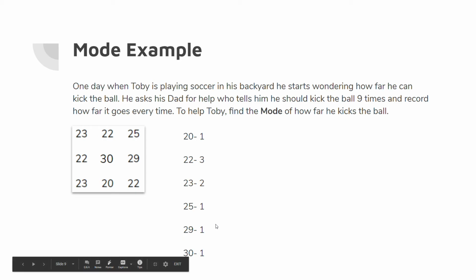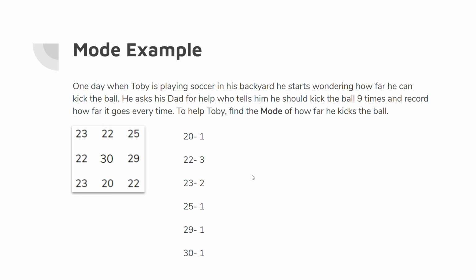So I can easily see that 22 is the mode here because it appears the most. Remember, mode is the one that appears the most. I see 22 here 3 times. That just means 22 is the mode of the set. Remember, it's easiest to find.